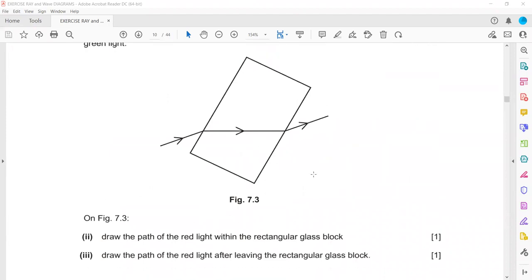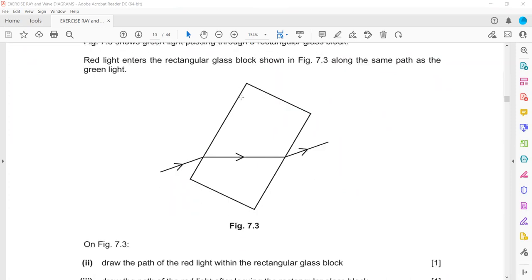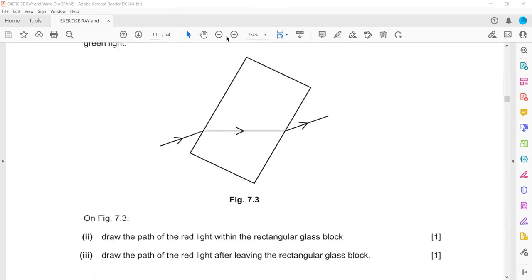Another question, figure 7.3, draw the path for a red light. Which light is this? On the figure, draw the path. Figure 7.3 shows a green light. So this is a green light. Again, we have to complete it for red.